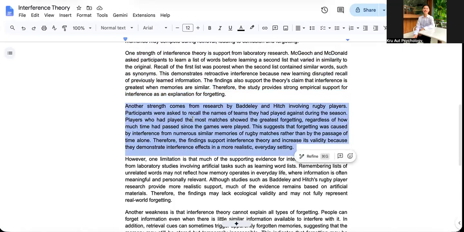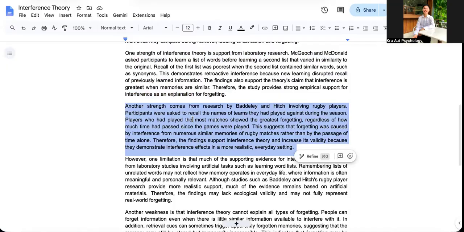Another strength comes from research by Baddeley and Hitch involving rugby players. Participants were asked to recall the names of teams they had played against during the season. Players who had played the most matches showed the greatest forgetting, regardless of how much time had passed since the games were played. We need something about the task, the procedure, and the results, maybe just one sentence each. We don't need it too long, you don't have all day to write in a real timed exam condition. Then explain: this suggests that forgetting was caused by interference from numerous similar memories of rugby matches rather than by the passage of time alone.